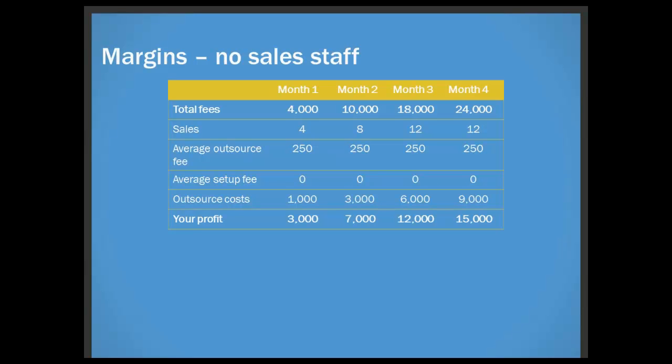And correct, Lewis, yep, 36 clients in 4 months is a 19,000 minimum, correct. So this is what it looks like if you don't have a sales staff. You're up to 15,000 a month by month 4. It's really not that hard to do this.